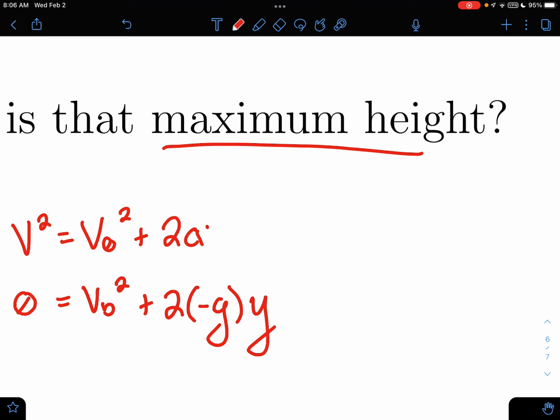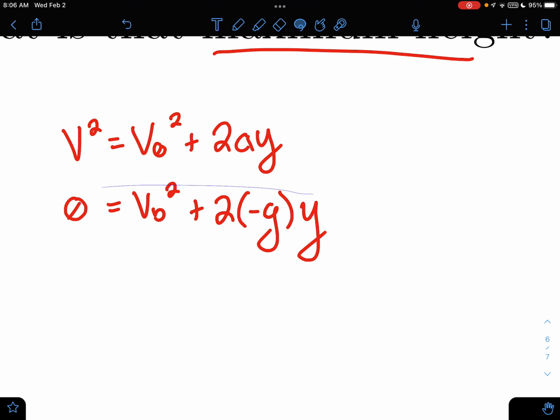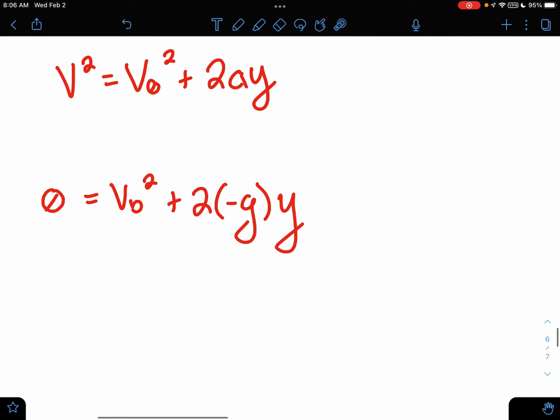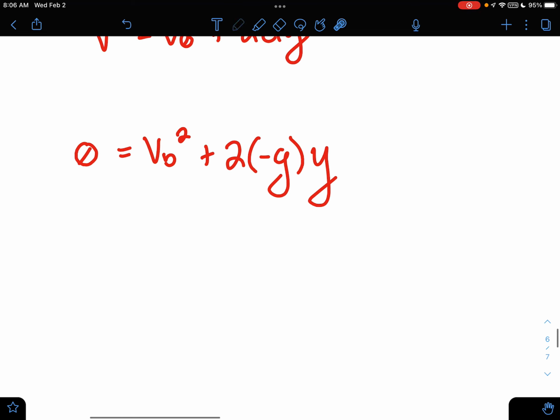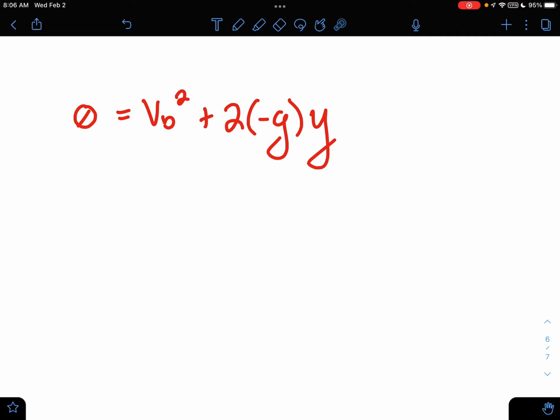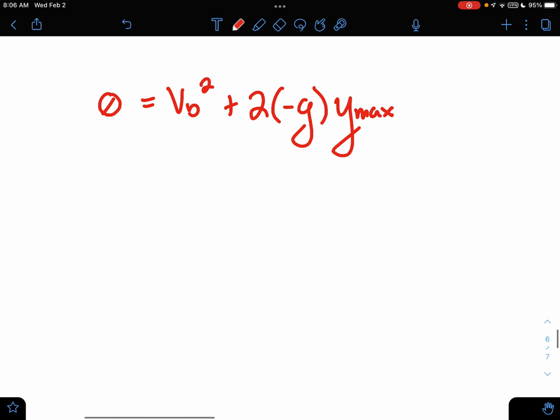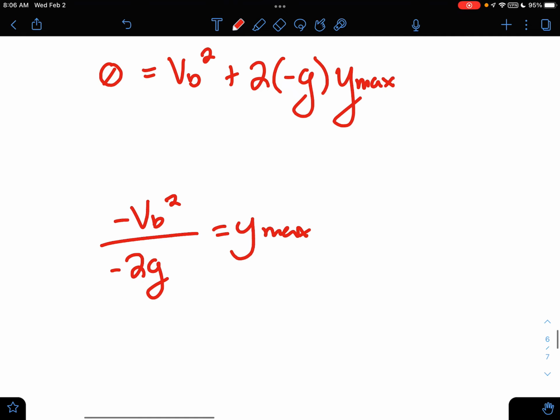I can fix that. It's the same thing, we're just looking in the y direction instead. We know our acceleration is negative, and it's going to be due to gravity. Wonderful. So what we get to do is solve for y, because this is going to give us our y max. So I'm going to bump this to the other side. So negative vb squared divided by negative 2g. Our negative is going to cancel out. Give us our y max.